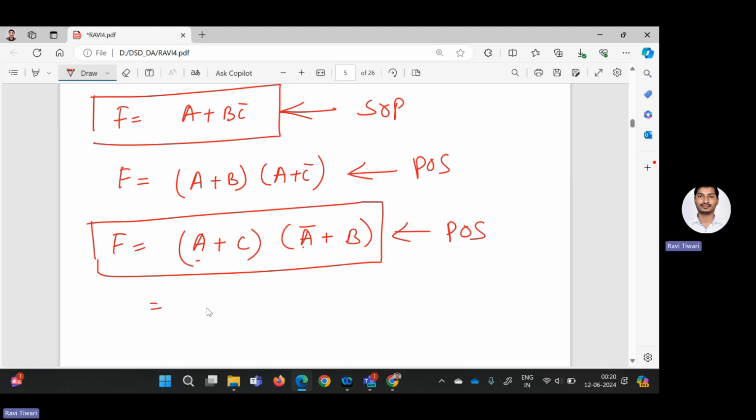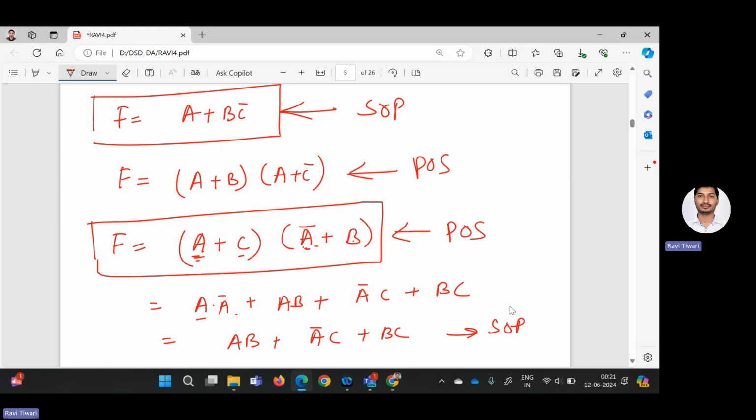So A plus A bar, A dot A bar plus AB, A bar, AB plus A bar C, A bar C plus BC. A A bar is equal to 0. So you can write it as AB plus A bar C plus BC. This is the SOP expression.